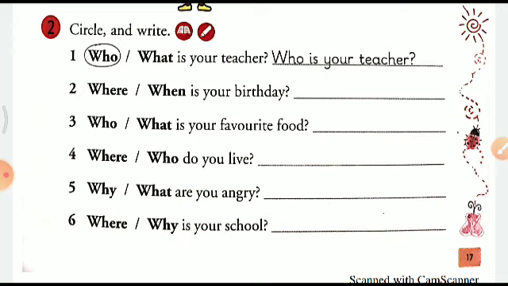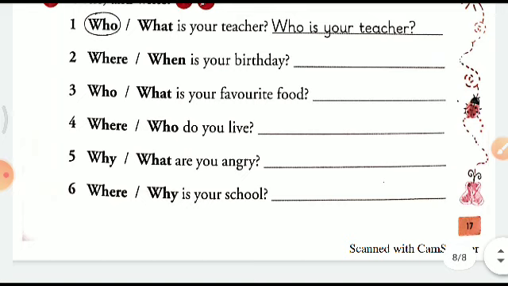Where or who do you live? The correct answer is where. Where do you live? Why or what are you hungry? What is inappropriate here, so why are you hungry is the correct answer. Where or why is your school? The correct one is where is your school.